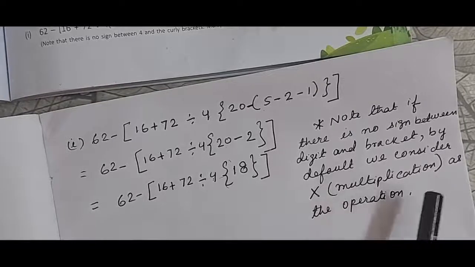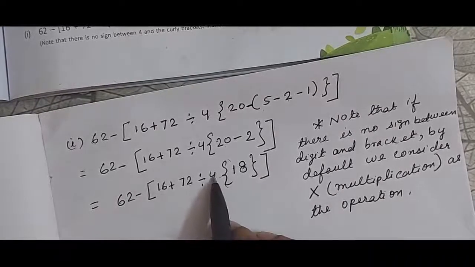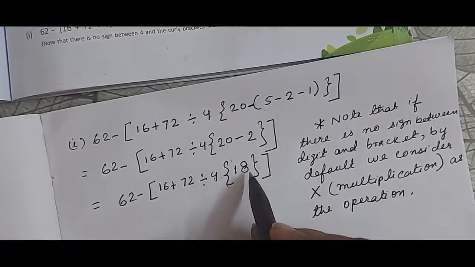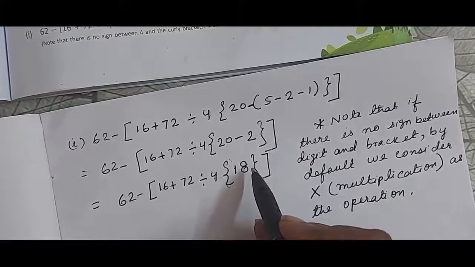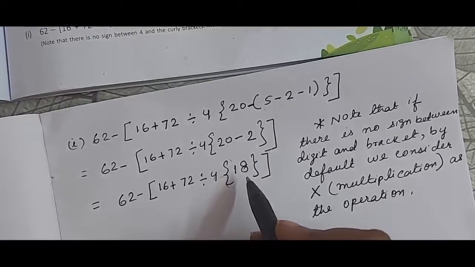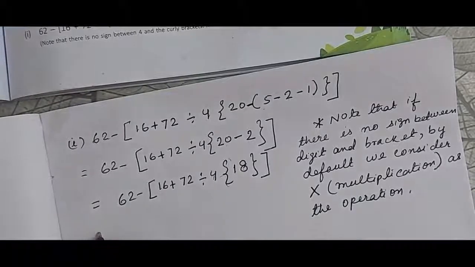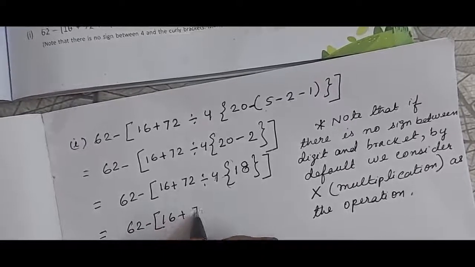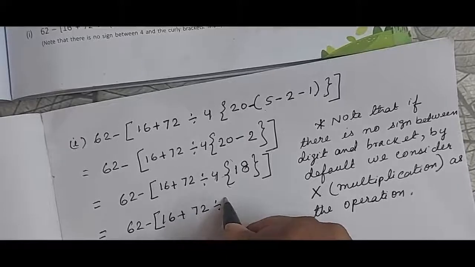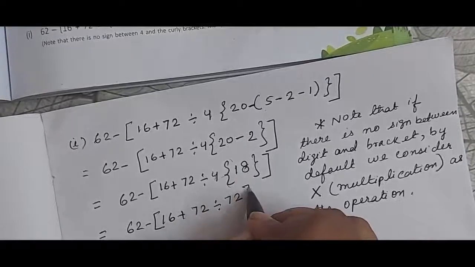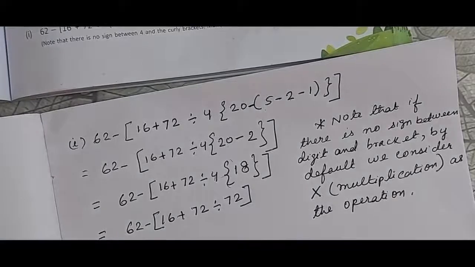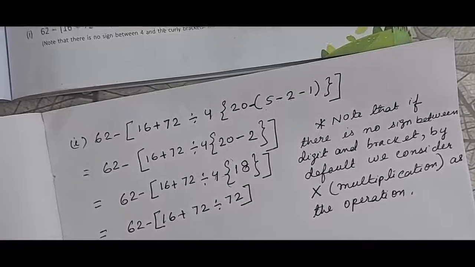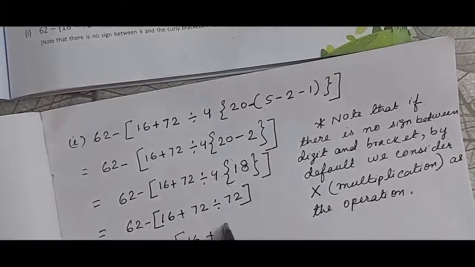Now based on this note only we will solve this. See, between 4 and 18 there is no other operation, so we are simply going to multiply 4 and 18 and we know that it comes to 72. Okay, so now you can remove the curly bracket. 62 minus 16 plus 72 divided by 72, because 18 fours are 72 you got. Close this square bracket now. Now just solve the division part first. So we get here 62 minus 16 plus 1.